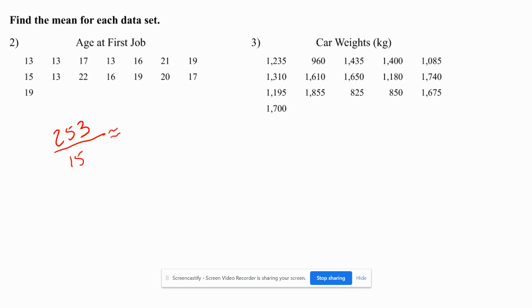I press enter on my calculator and it tells me 16.86666, on and on and on. The numbers continue forever, so I'm going to round it to the nearest hundredth. That means 2 decimal places. I'm going to stop at the second decimal place, but I do take a look at the number that comes after, in this case the third decimal place. If my third decimal place is 5 or more, which is the case, it pushes this 6, my last number, up. So my answer will be 16.87.